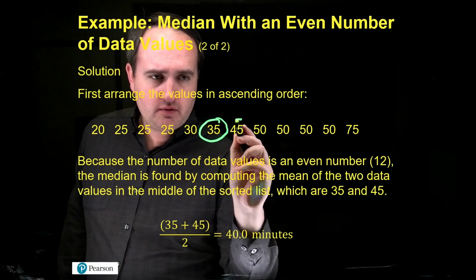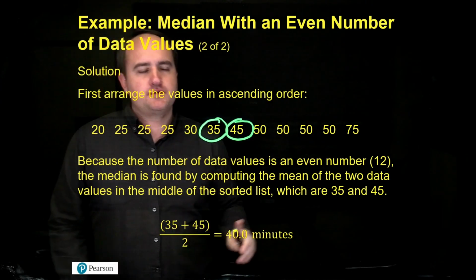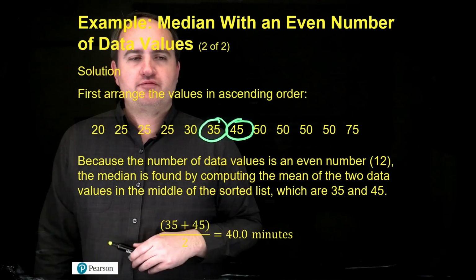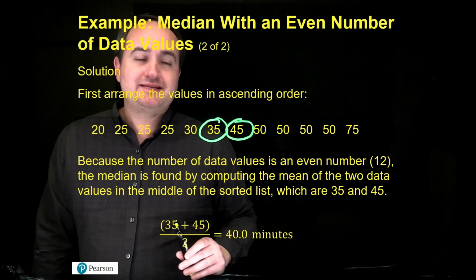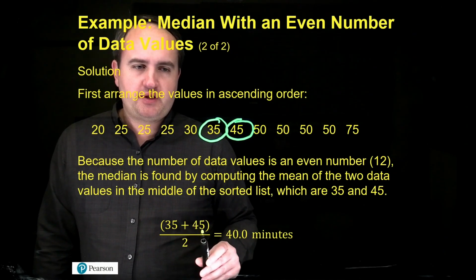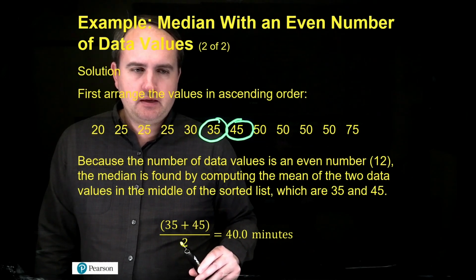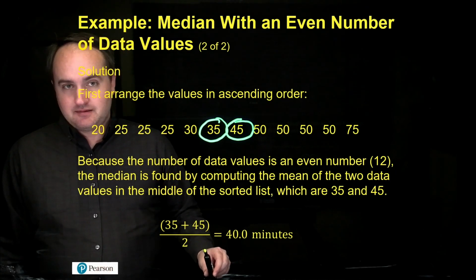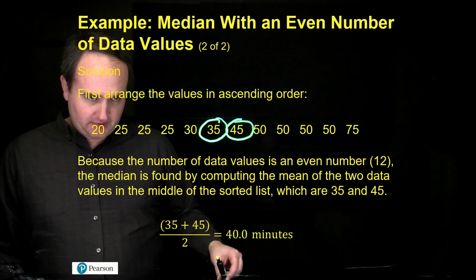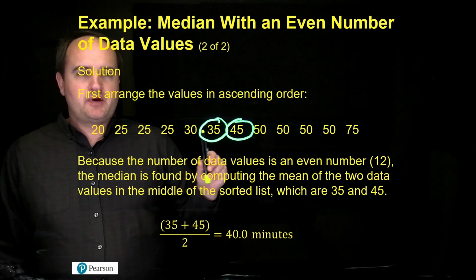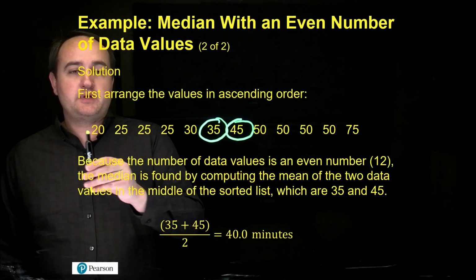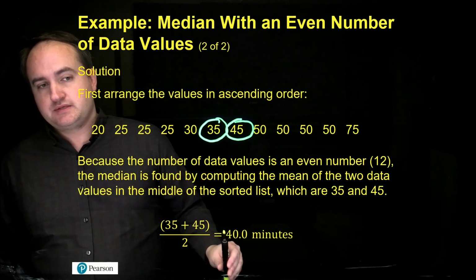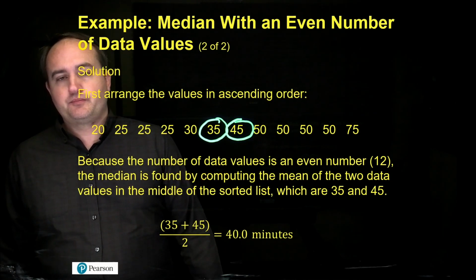here we can see that the two middle values, either by counting inward or just looking at them, are going to be 35 and 45. And because there are two middle values, we just need to average them. So we do 35 plus 45 all over 2. On your calculator, 35 plus 45 is going to give you 80. And then 80 divided by 2 is 40. But remember, you want to have one more decimal place than the original data values. So because the original data values had 0 decimal places, now we want to have 1 decimal place. Okay.